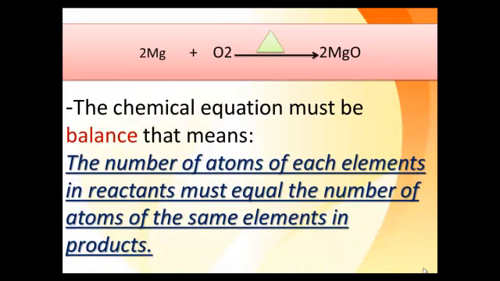From the previous examples, we can conclude that the number of atoms of each element in the reactants must equal the number of atoms of the same elements in the products.